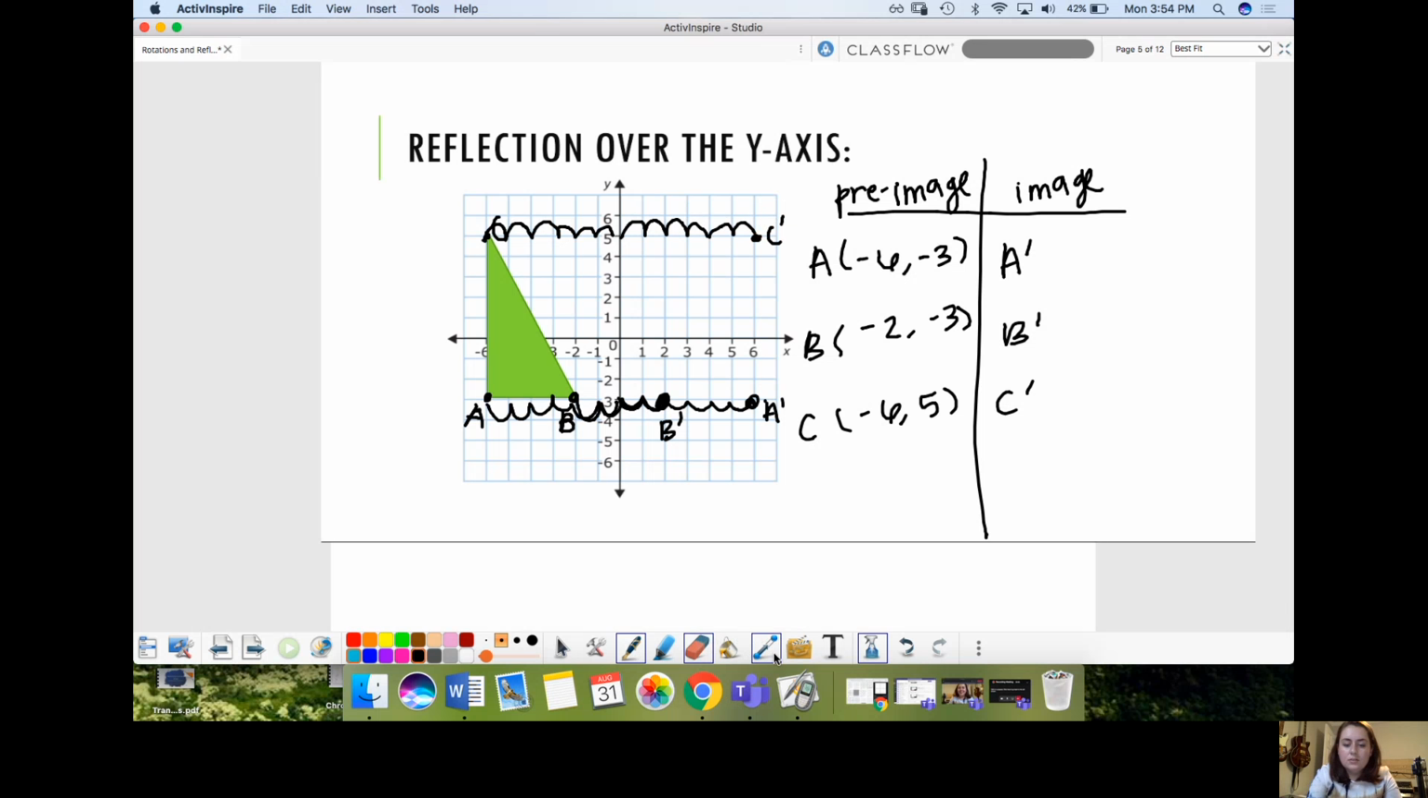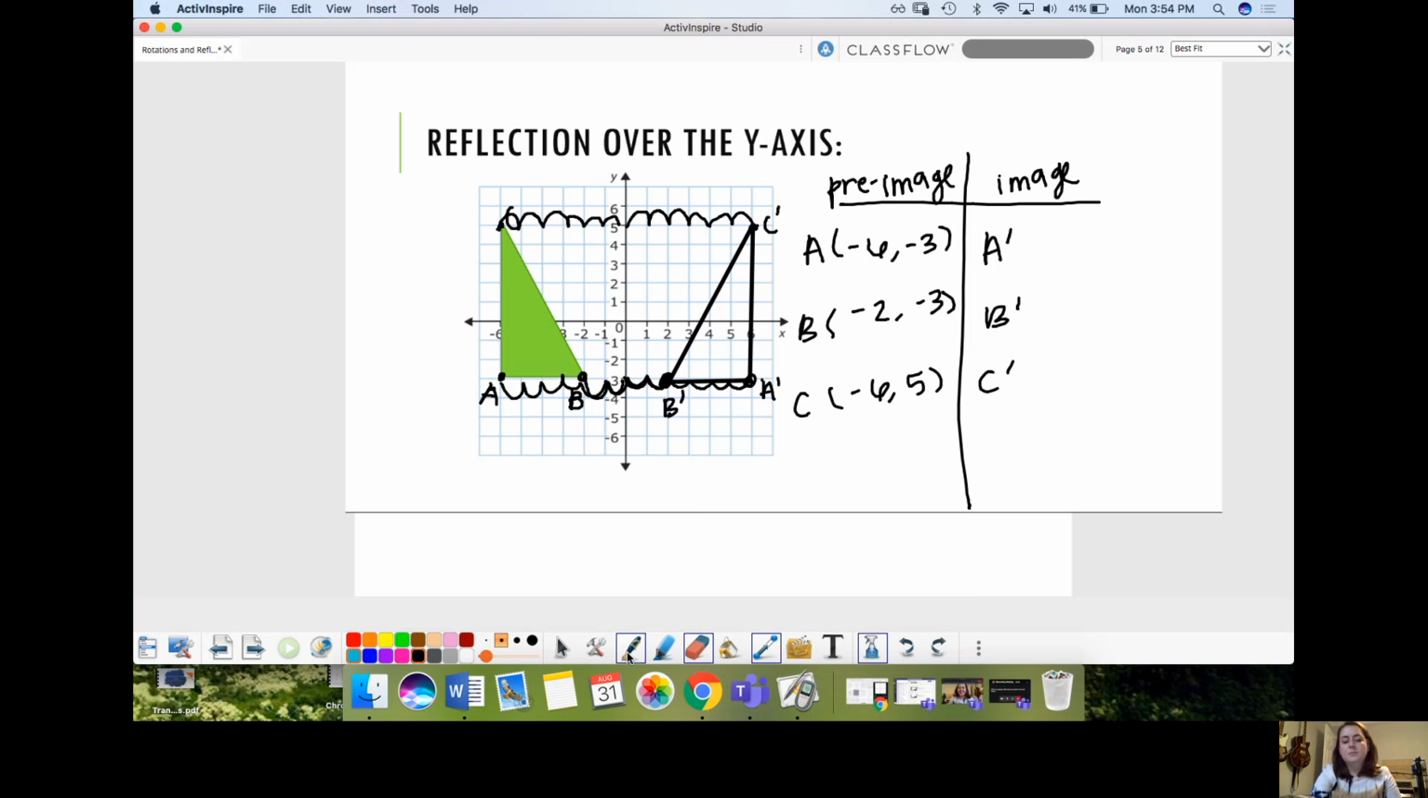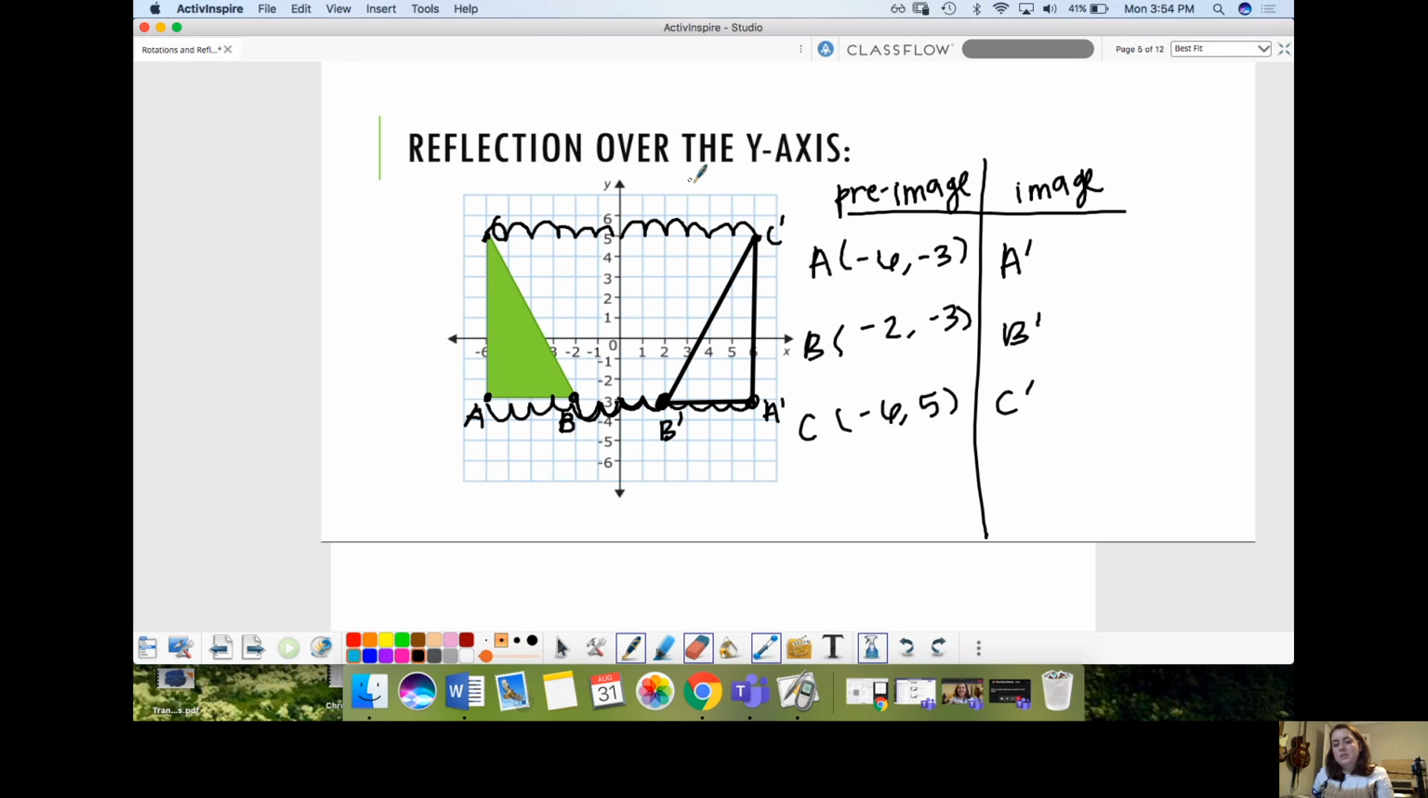And so let's draw some lines to connect that so it's a little bit prettier than I could draw myself. And so if we look at this triangle, it is the exact same size and shape as our pre-image, our original triangle, but it has been flipped over. And let's check those ordered pairs. Let me get back to my pen tool. Let's check those ordered pairs to make sure it still follows our rule.